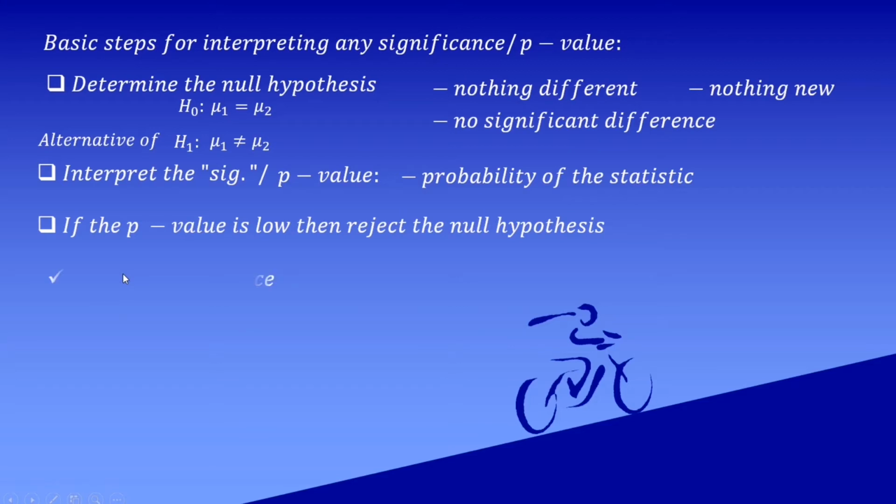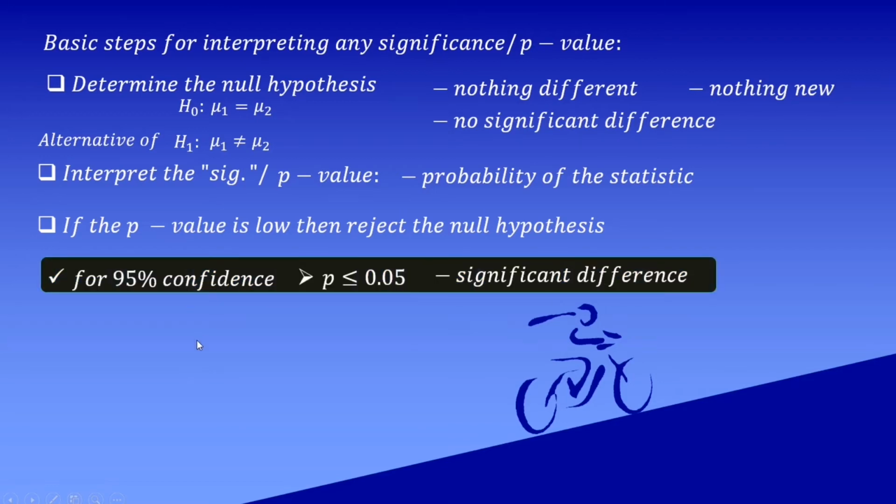So we can use the 95% confidence interval. So if the p-value is less than or equal to 0.05, ibig sabihin nito, the tested hypothesis, that is the null hypothesis, is not true. Yung hindi totoo, then the null hypothesis should be rejected. Therefore, we conclude that there's a significant difference. This is commonly used for research.